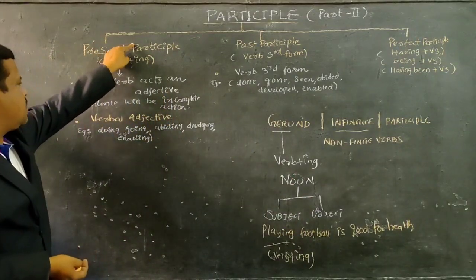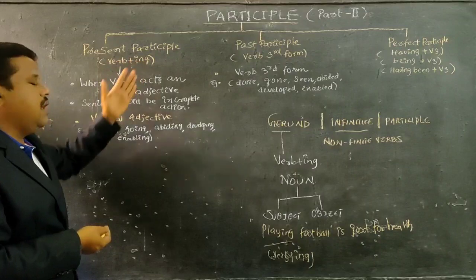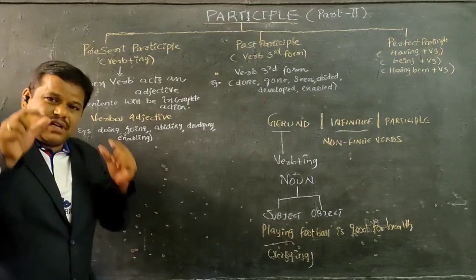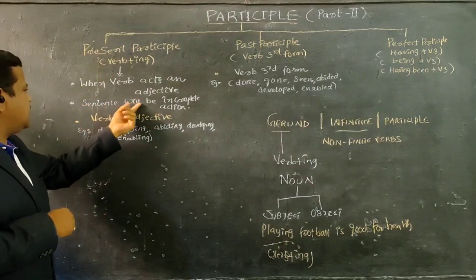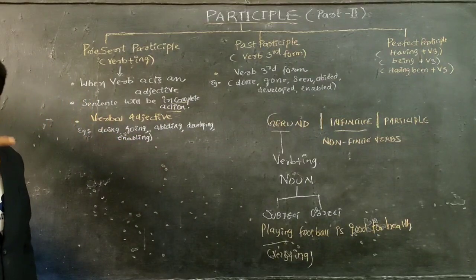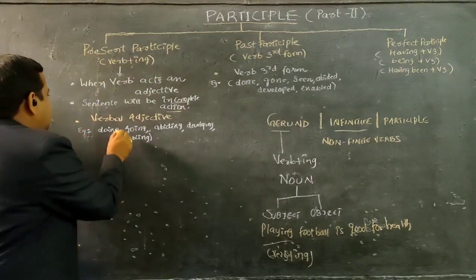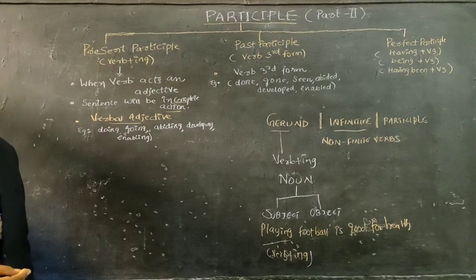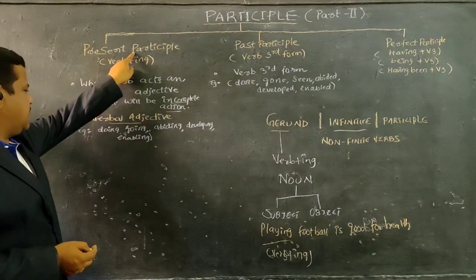Whereas present participles are also in the form of verb plus ing, but they act like adjectives. One more very important piece of information: in sentences with present participles, the action is not complete, it is incomplete. Present participles are also called verbal adjectives because these words act like adjectives. That's why they are called present participles.